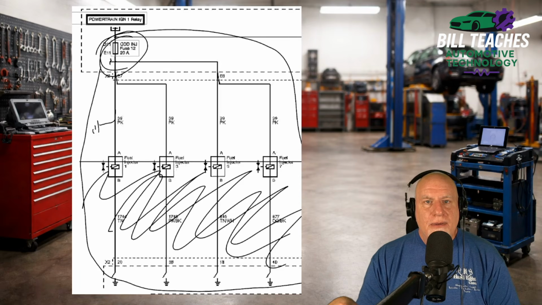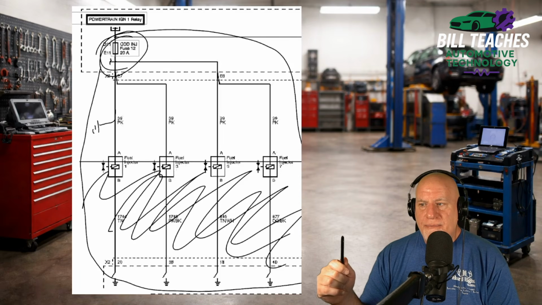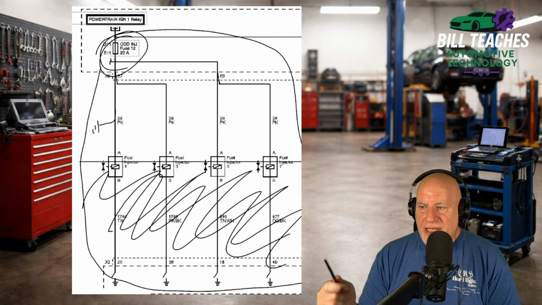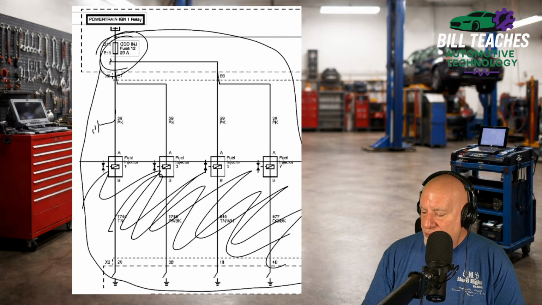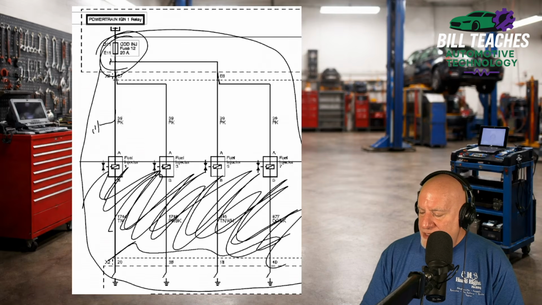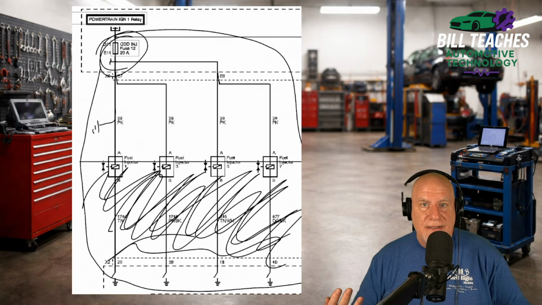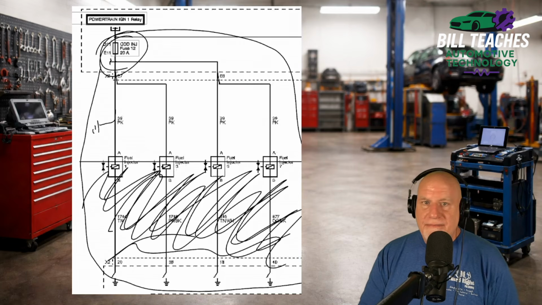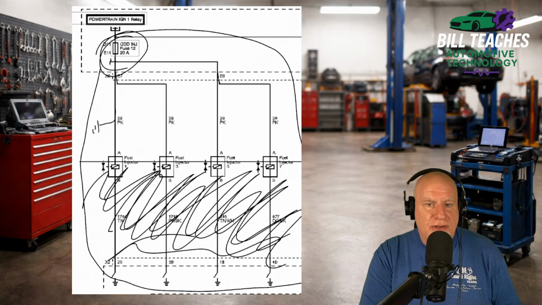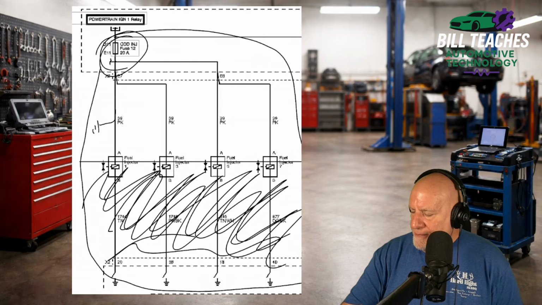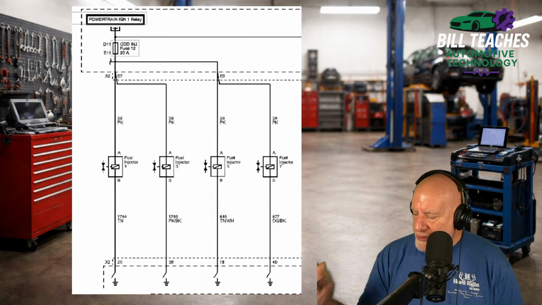So if we know that we have a blown fuse on the injectors, then we can eliminate the whole bottom half of this wiring schematic and focus just on these few wires here. And it's a lot less that we'd have to look at. The more you can narrow down your search area, the quicker your diagnosis and your repair is going to be. All right, so we've talked about shorts to power.